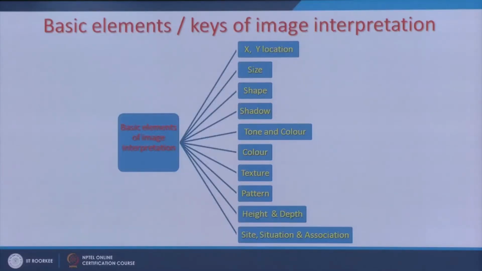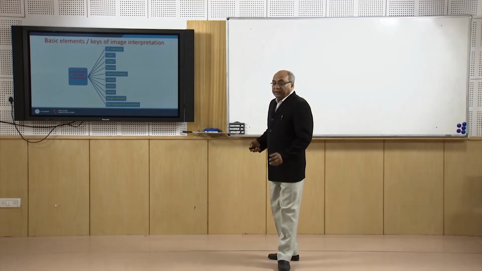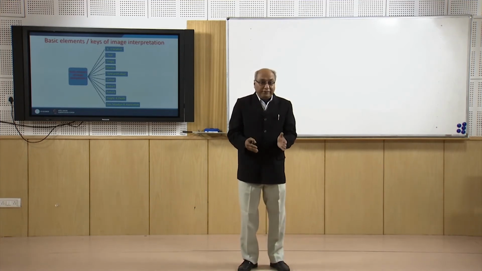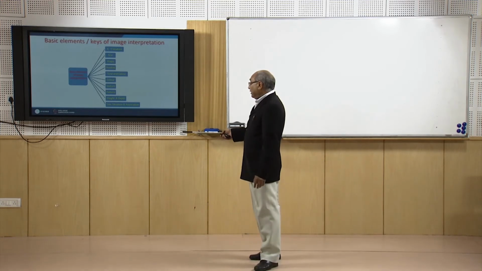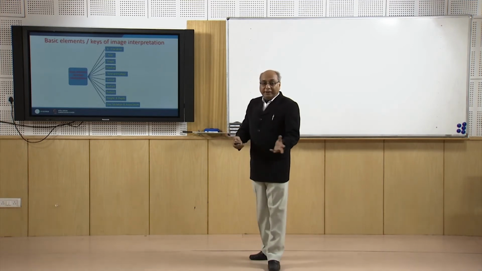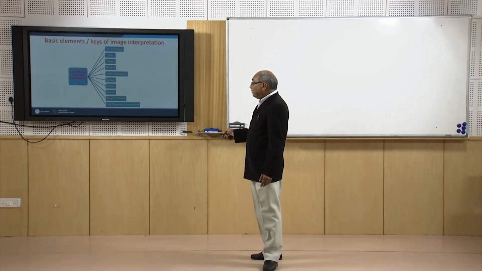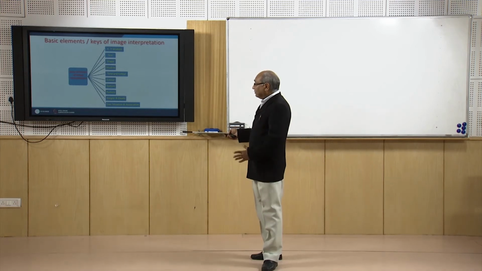Pattern also helps a lot while making image interpretation. Height and depth are connected with shadow, and then there is site, location and association. For example, beaches are generally associated with the sea or large lakes. So that kind of association is mentioned here. It matters where things are situated, because normally in a large land area you may not find a beach. The same might be true of sand dunes, deserts and other things, and their association.